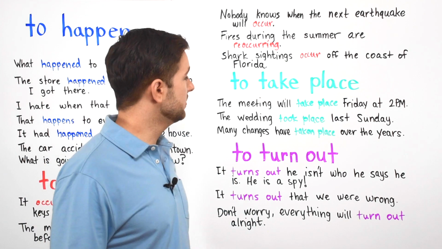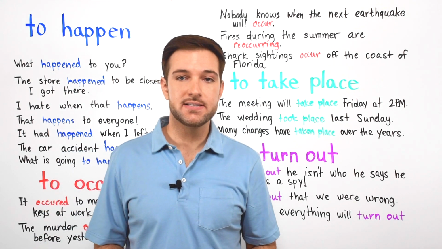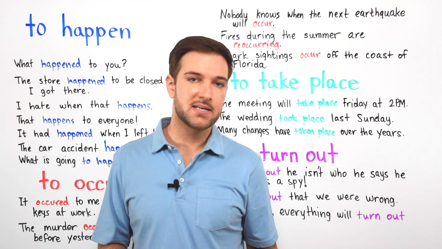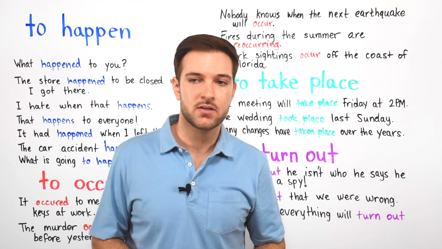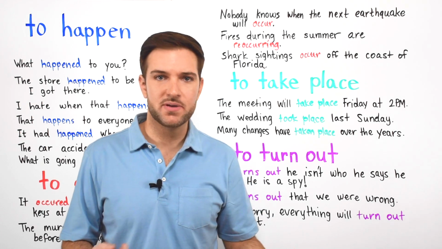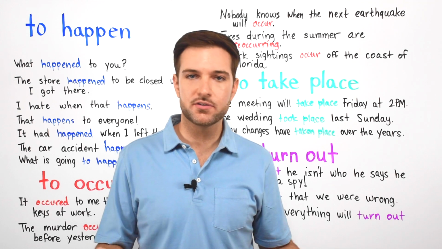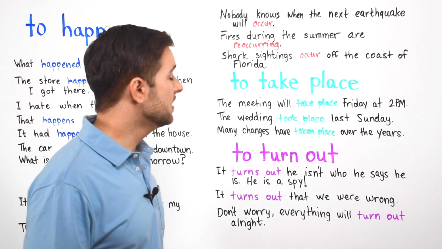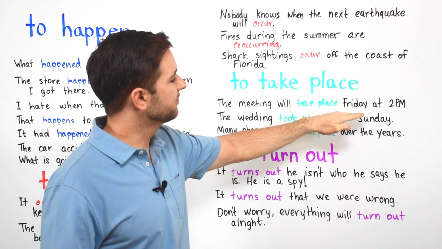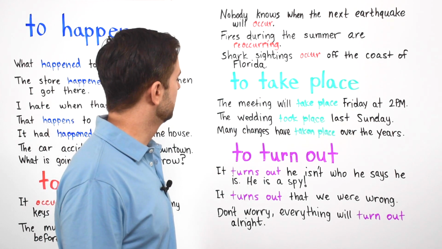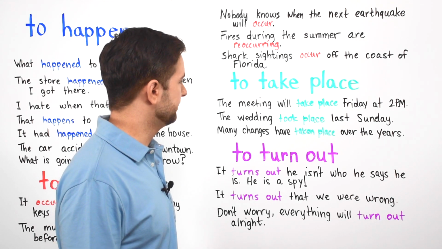Our next verb here is to take place. To take place is used to talk about planned events like ceremonies, weddings, bar mitzvahs, birthdays, meetings, whatever you have planned. Let's look at some examples. The meeting will take place Friday at 2 p.m.